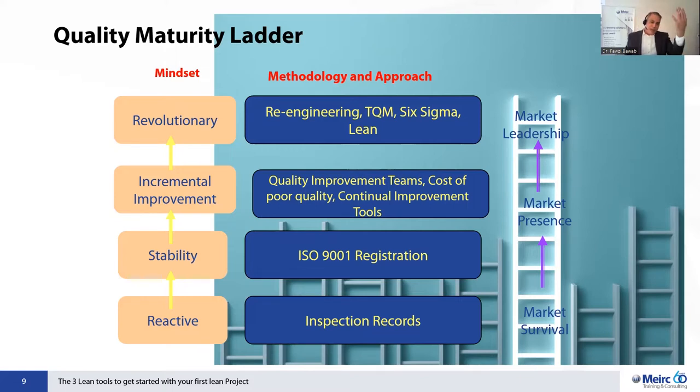Other companies moved on, and they went up the ladder, as you can see. I'm looking at it as a ladder, and they started talking about maybe stabilizing their system, identifying a framework such as ISO 9001 as a common framework for quality, establishing their procedures, and then moving upwards in that ladder, and maybe moving into an incremental improvement or continual improvement mentality where people are engaged through teams, continual improvement tools are taught across the organization itself, and the cost of poor quality is calculated to give visibility to the idea of quality as something that can save the company money.